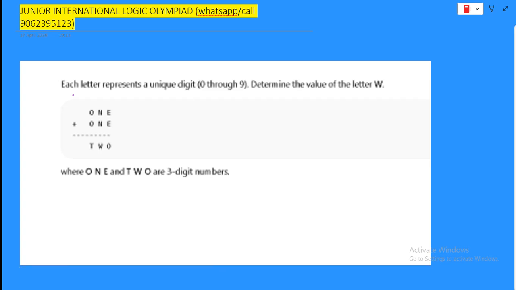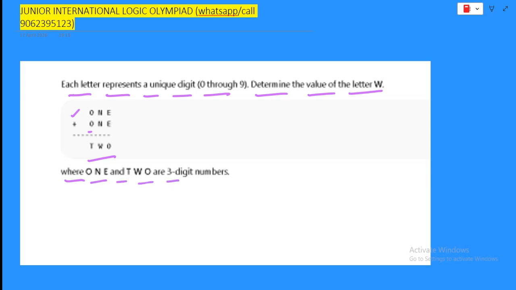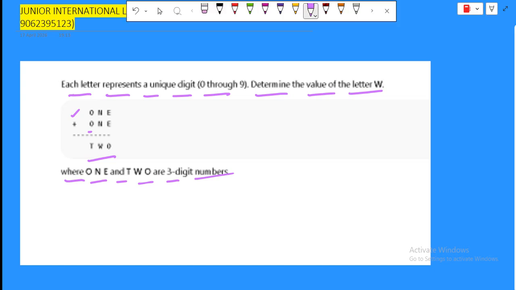The question says each letter represents a unique digit 0 through 9. Determine the value of the letter W. ONE plus ONE is TWO, where ONE and TWO are 3-digit numbers. Okay, so we will solve this.